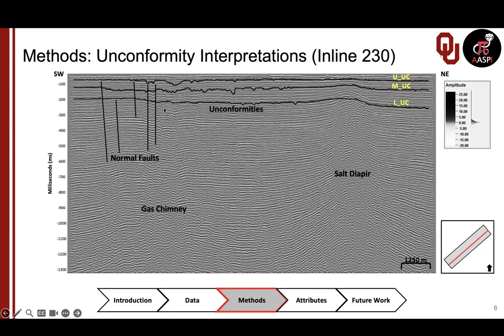Yes, it causes some trouble, so I'll show you later. There are some parts of the survey which I'm not able to correlate through this area. But most importantly, up here in the shallowest part of the survey, we have all these unconformities, which I have mapped here. So you can see that I've mapped three unconformities thus far. I have an LUC, an MUC, and a UUC, which stand for lower, middle, and upper unconformities, respectively.